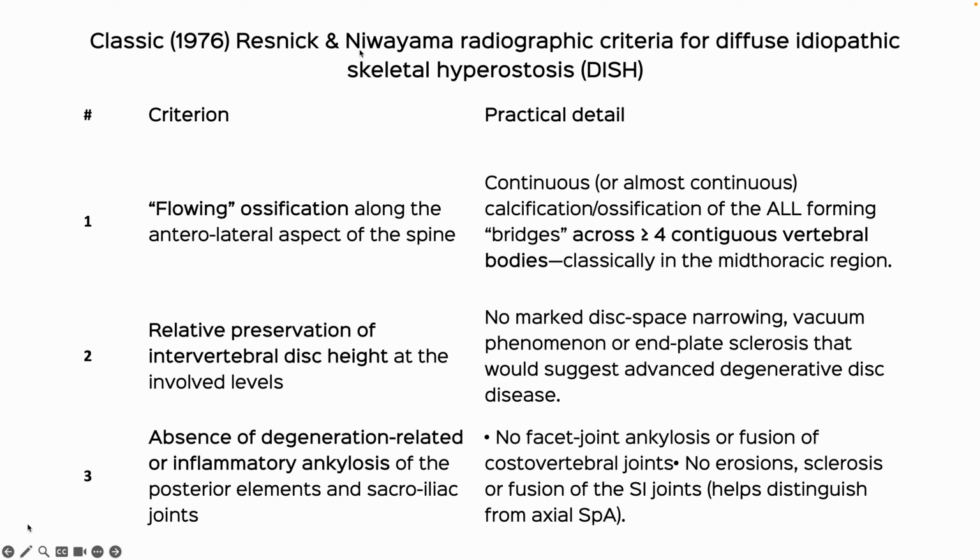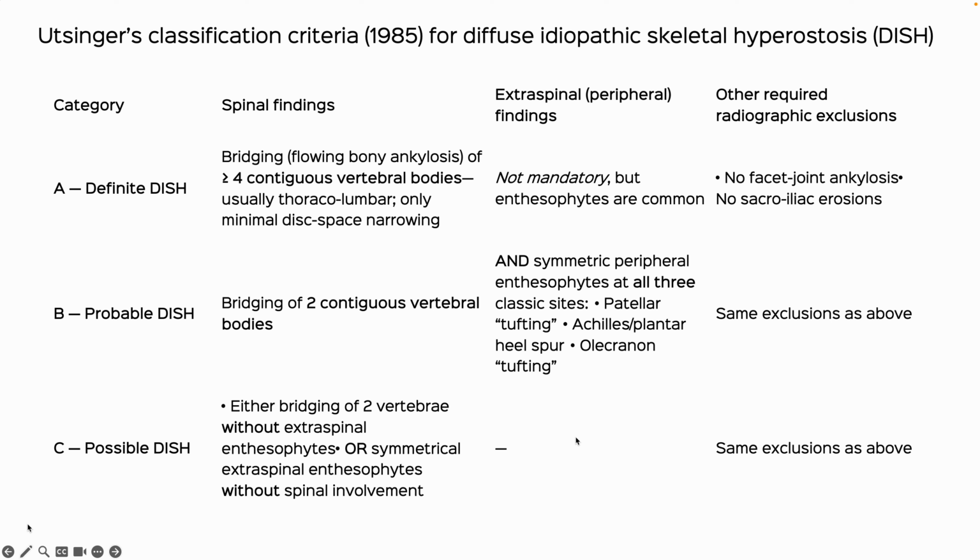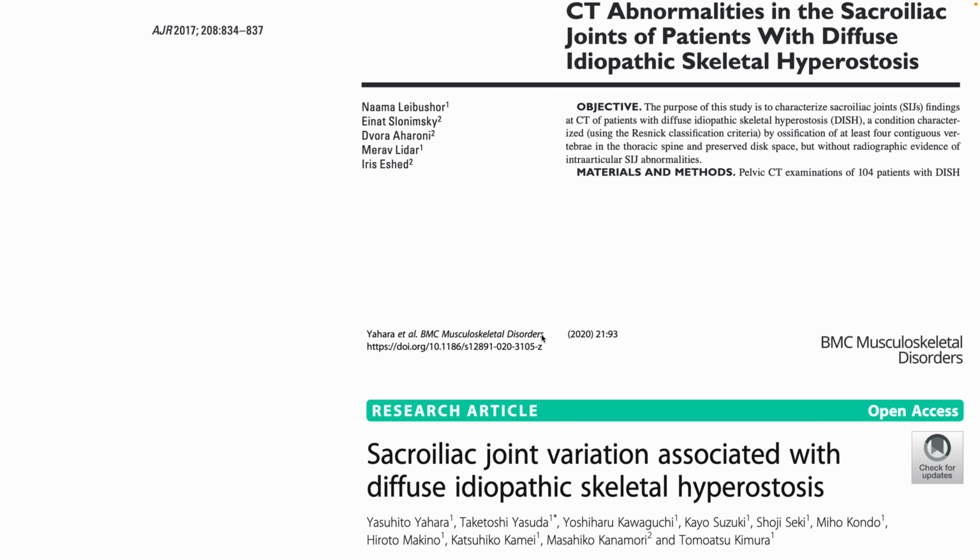But if you look at the classic Resnick's classification, it talked about these four contiguous vertebral bodies. And I did a fellowship with Don, and when I asked him many years later why four, he said, just because that's the best they could come up with. So it's not cast in stone. The disc shouldn't be involved and no sacroiliitis. And then Utsinger in 85 made it into definite, probable, and possible DISH, but pretty much everything remains the same. You need to have flowing osteophytes in the spine and enthesophytes in other joints and normal discs and no sacroiliitis, and we're fine.